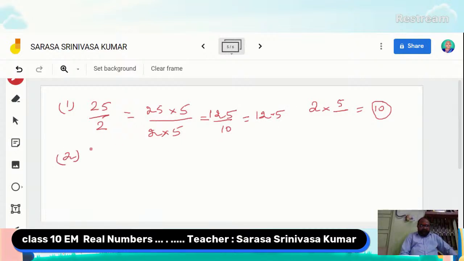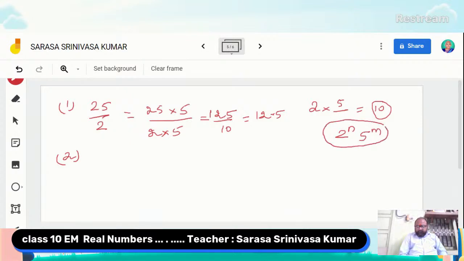That is, when the denominator is of the form 2 power n 5 power m, we can convert this into the decimal form which terminates. That is, it can be expressed as a terminating decimal number.